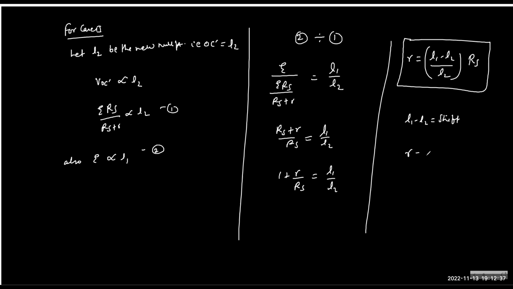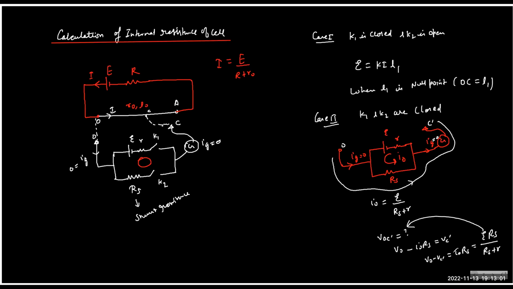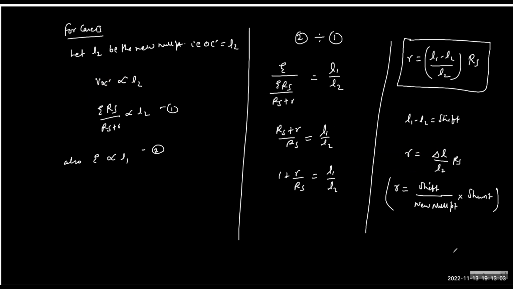So you can say this is R equals delta L by L2 into RS. Sometimes we write it as the shift upon the new null point, into the shunt resistance. Let me write shunt. So have you guys realized this potentiometer?